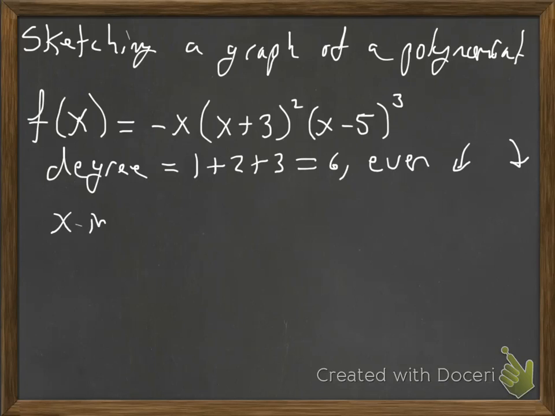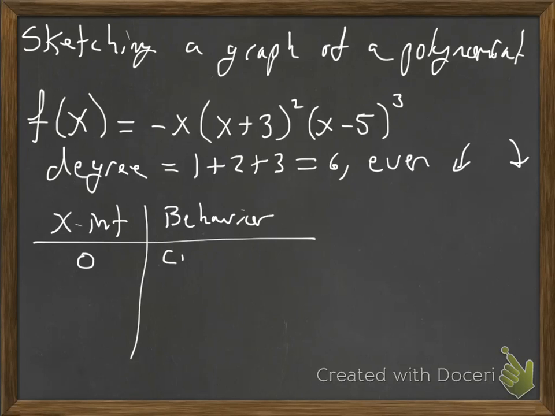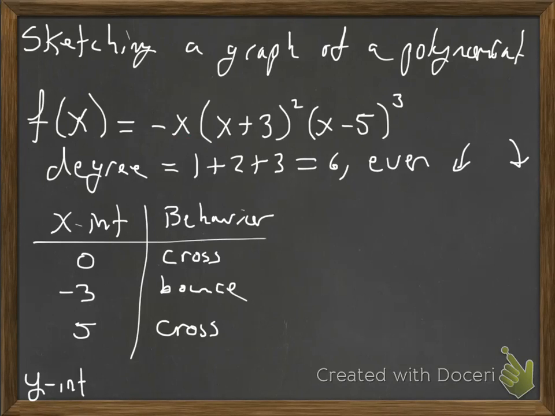I'm going to set up my table for my x-intercepts, and I'm going to do my behavior. Okay, so 0, that's the x, has first power, so we're going to cross. Negative 3, it's a bounce because the degree is 2, and at 5, the degree is 3, so that's odd, so we're going to cross. Okay? And the y-intercept in this case is (0, 0).